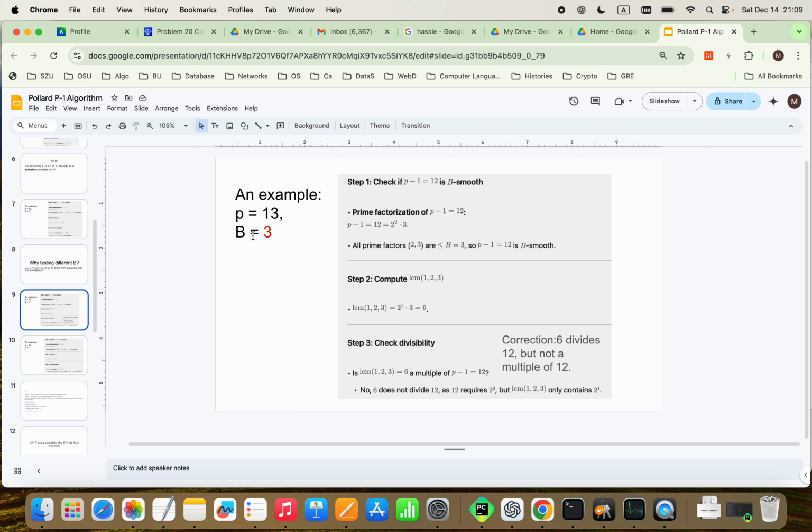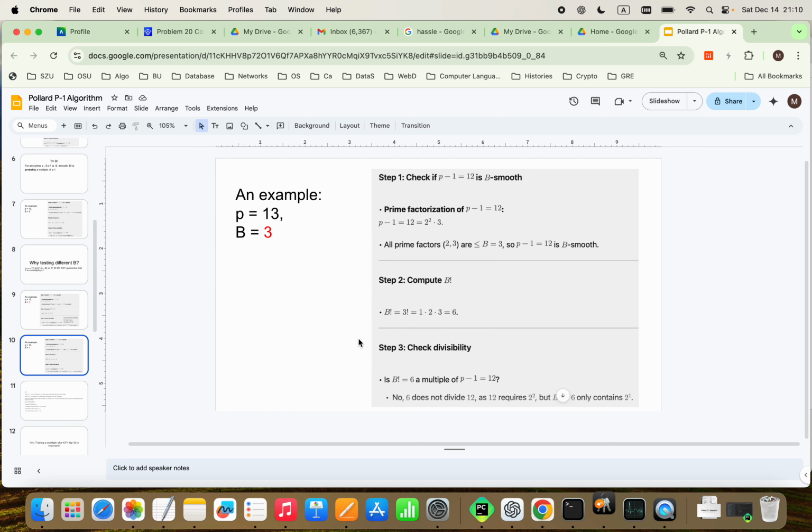Before, our p is the same as the previous examples, but b is now 3. So the factorization is the same, but the LCM is 6 now. Is 6 a multiple of p-1? No, it's not. So in this case, the LCM formula doesn't help us obtain a multiple of p-1.